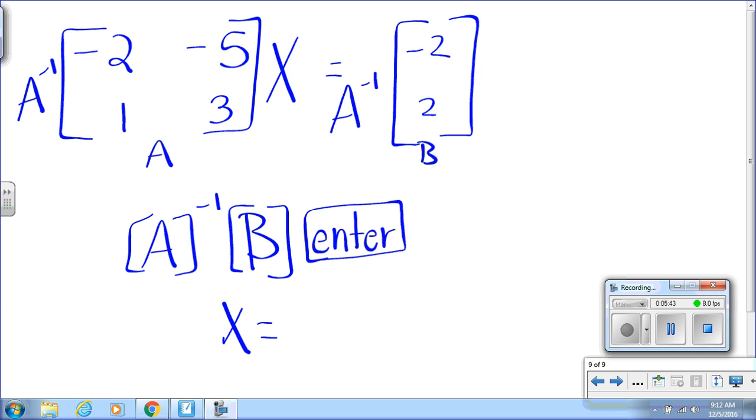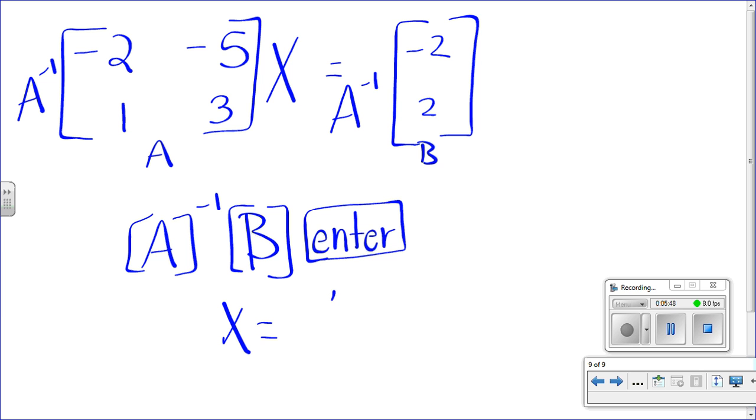What does matrix X equal? Negative 4 and 2. Is that what you got? Yeah? You get it? Alright, let's see. If you don't know how to do it, no one at your table will be nice enough to tell you?